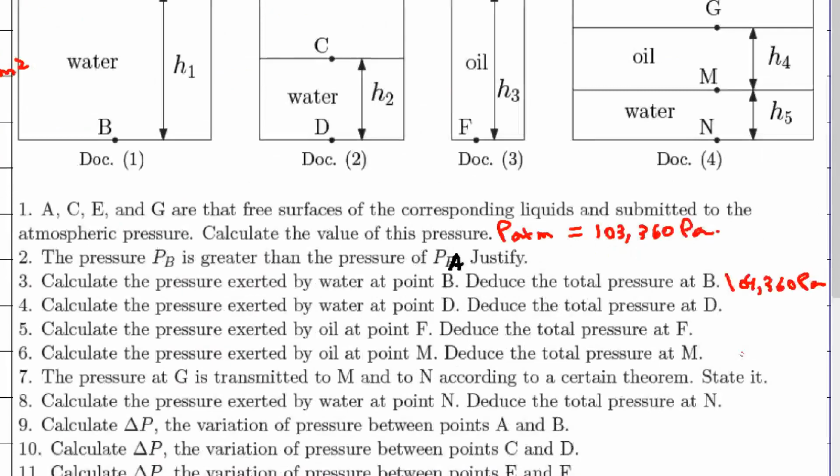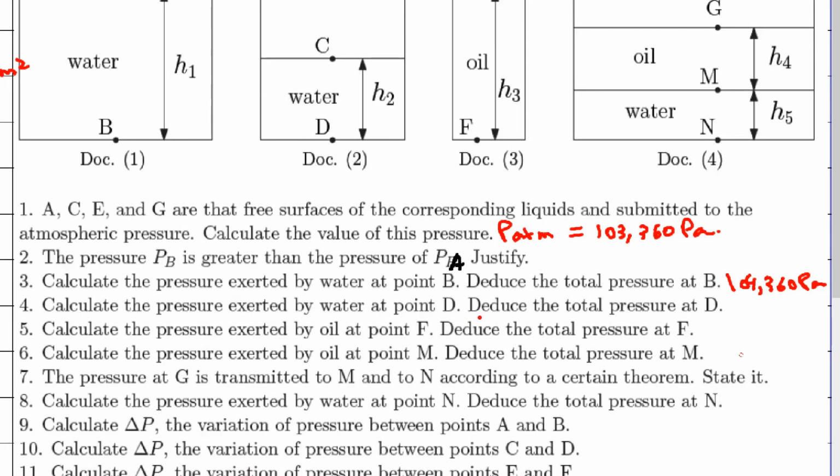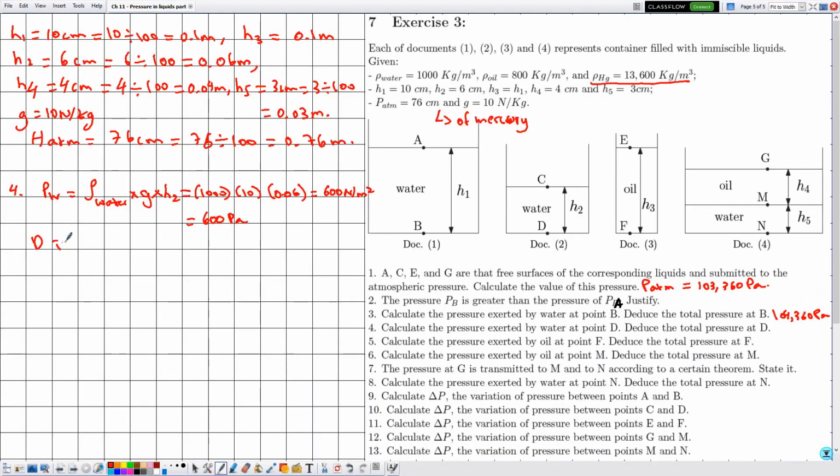Now in the same part they are telling me to deduce the total pressure at D, and by deduce it means that we need to use the previous part. So in the previous part we have determined the pressure at the point D due to water, knowing that it's being submitted to two pressures, and this is given by: D is submitted to the pressure of water and to the atmospheric pressure. So they usually give half a mark for this statement.